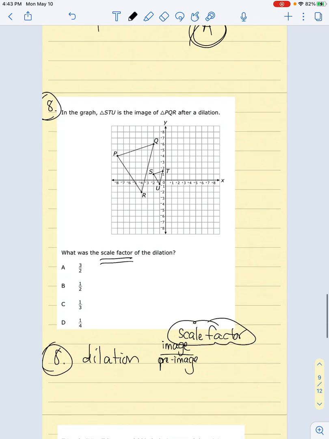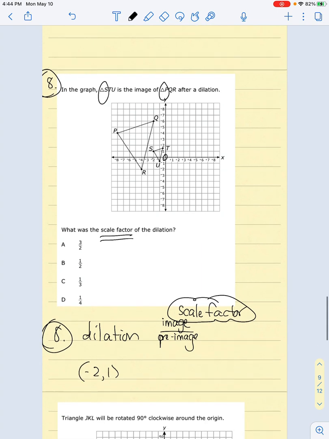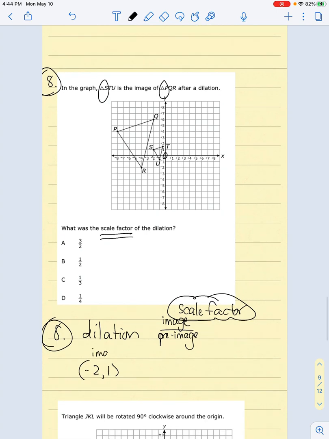We want to pick 2 points that match up. And it looks to me like S matches up with P. So let's get the coordinates for S. The coordinates for S are negative 2, 1. So I've got negative 2, 1. That's my image. In other words, that's what happens after the dilation.